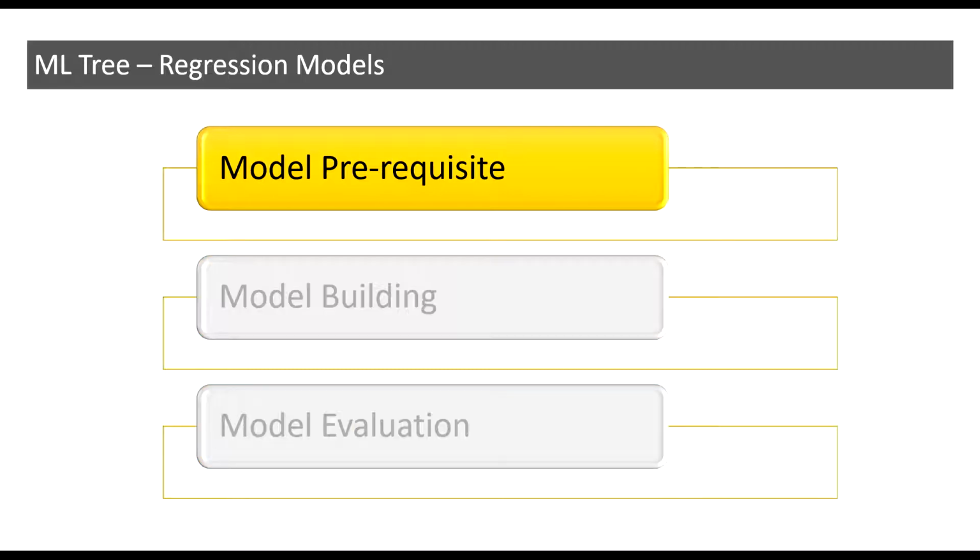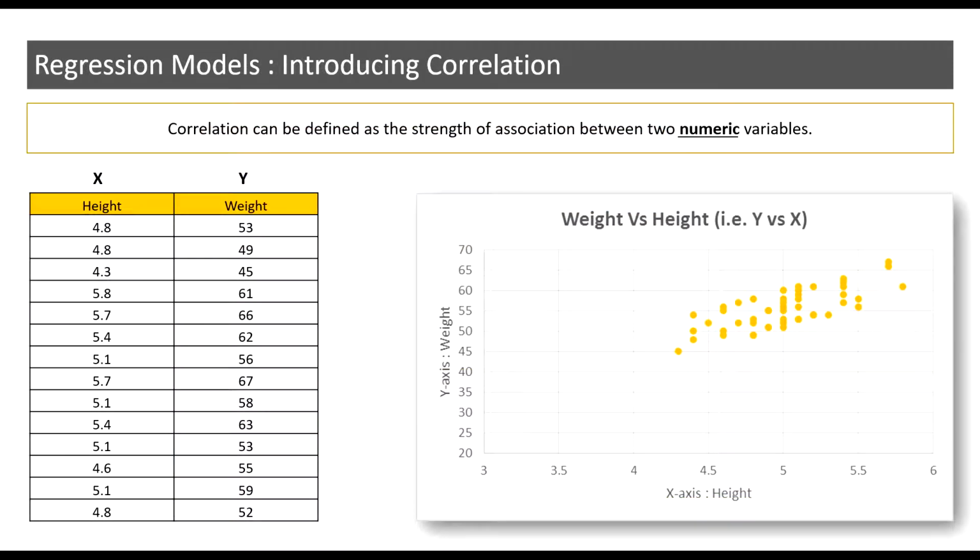Now, let us move on to the first stage, that is model prerequisite. Let us now see which concepts are a prerequisite to building regression models. It is important to understand the concept of correlation before we build regression models.